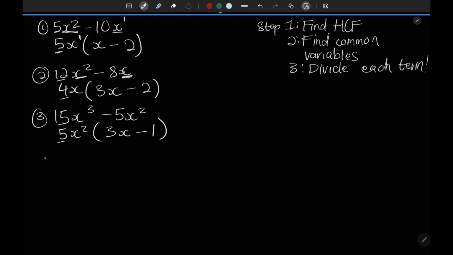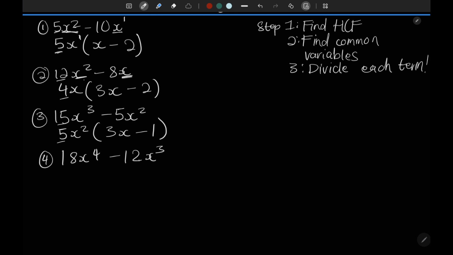And let's move to the fourth example. Number 4: 18x to the power 4 minus 12x cubed. What's the first step here? Step 1, find the highest common factor. Which number can go into 18 and 12 without leaving a remainder?